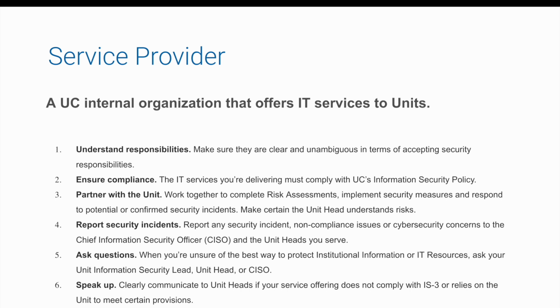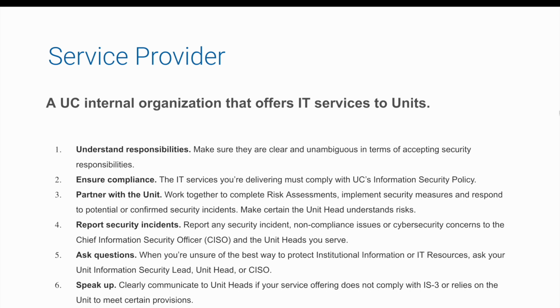Moving on to service providers, a UC internal organization that offers IT services to units. If you're part of a UC group or organization providing specific IT services to a unit, you're considered a service provider. Much of your role involves partnering closely with the unit you are assisting to ensure strong information security practices. Service providers are internal, whereas suppliers are external. Your checklist includes the following steps.